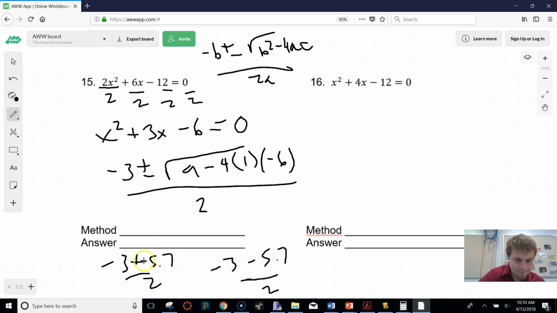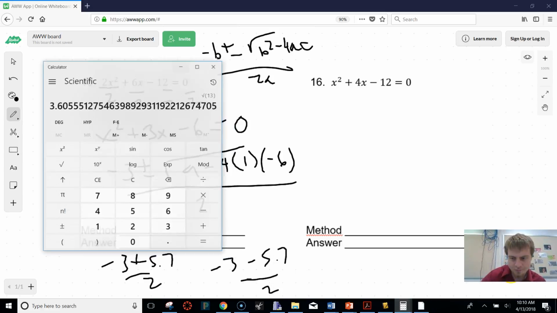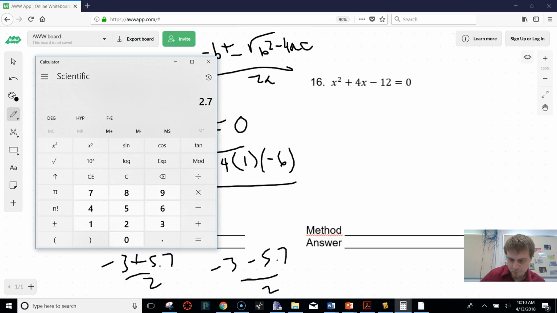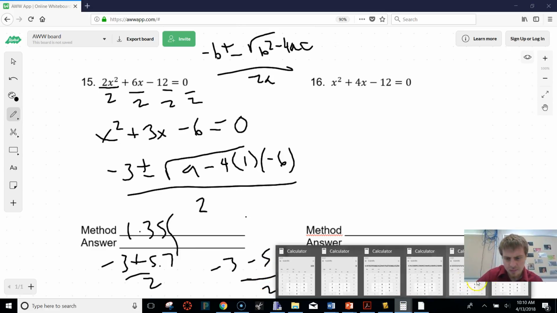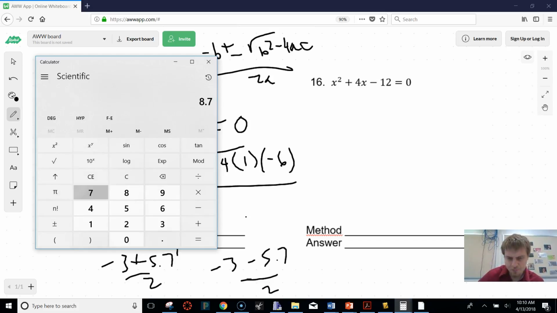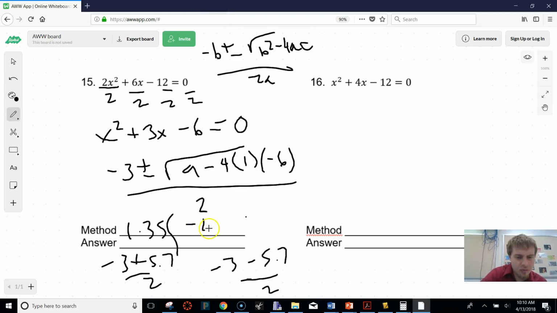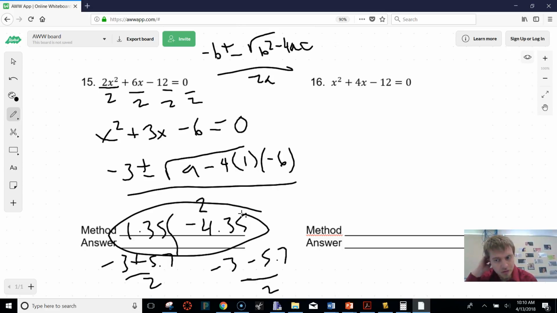And when we do that, that's going to be 2.7 divided by 2, so it's going to be a real small number. Yeah, 1.35. And that's negative 8.7 over 2. So again, it's going to be a weird number. 4.35, so negative 4.35. And that will be our two answers. So just make sure, when you're going through, try to use the correct method.